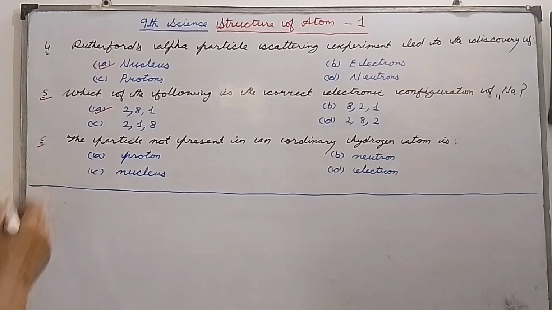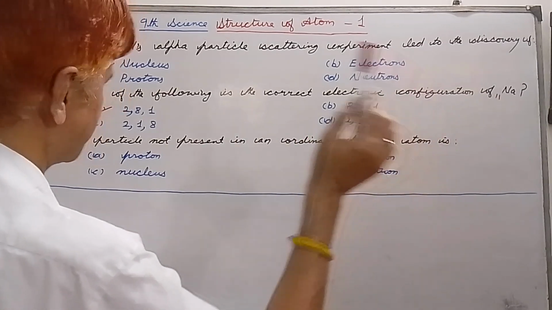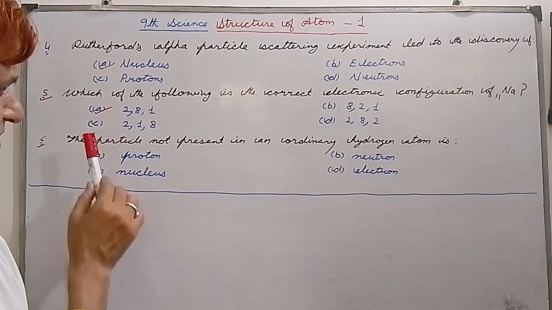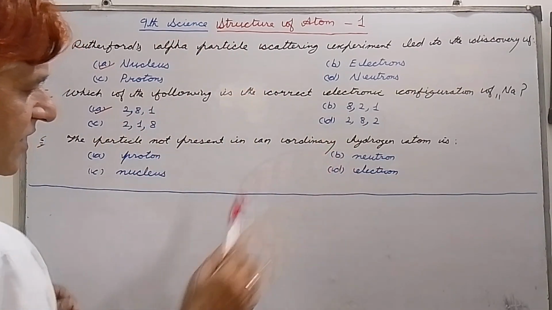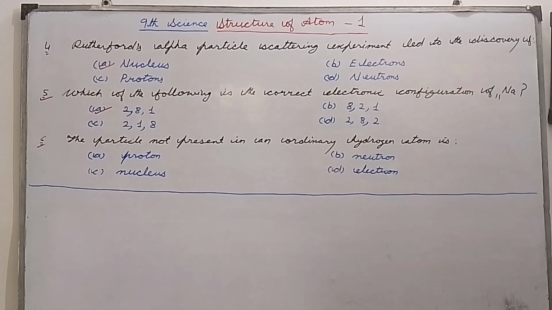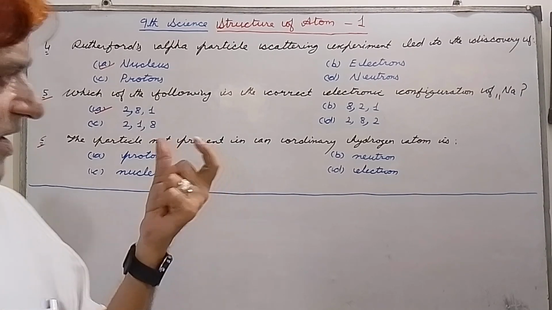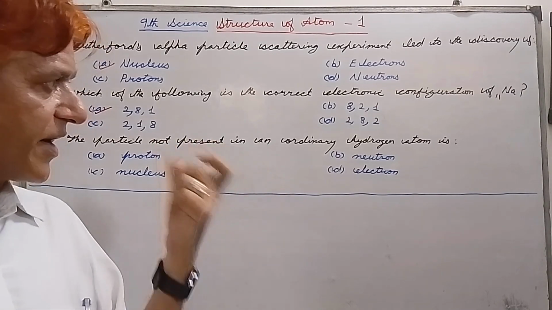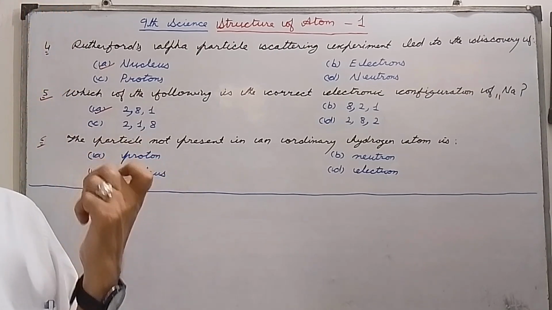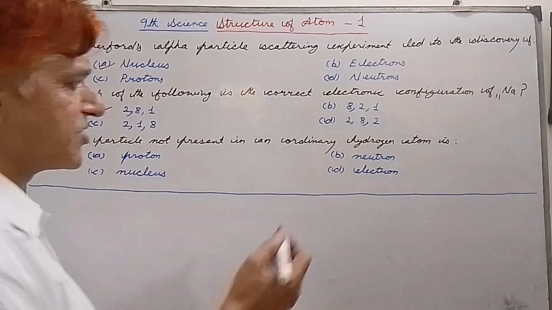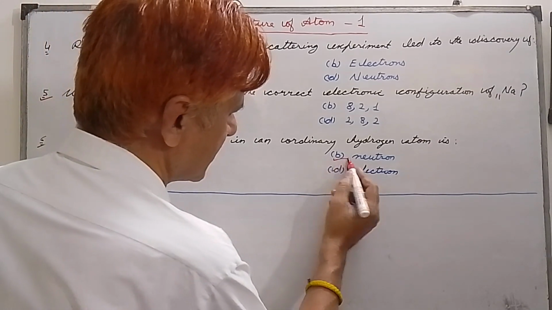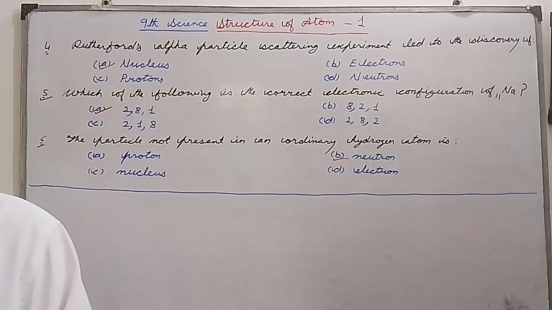Question number 6. The particle not present in an ordinary hydrogen atom is, first option is proton, B is neutron, C is nucleus, and D is electron. So my dear students, always remember that ordinary hydrogen atom has no neutron. So please remember this. Ordinary hydrogen atom has no neutron. So B is the correct option.